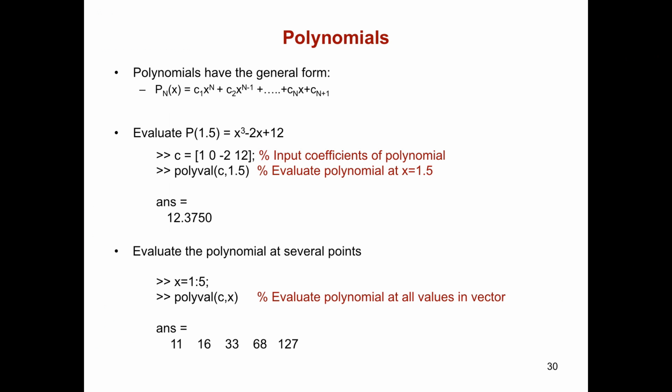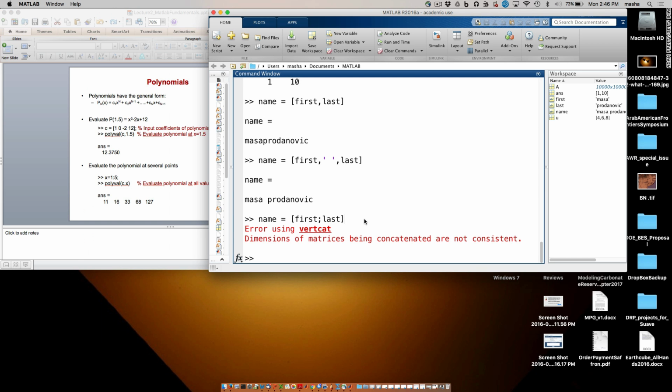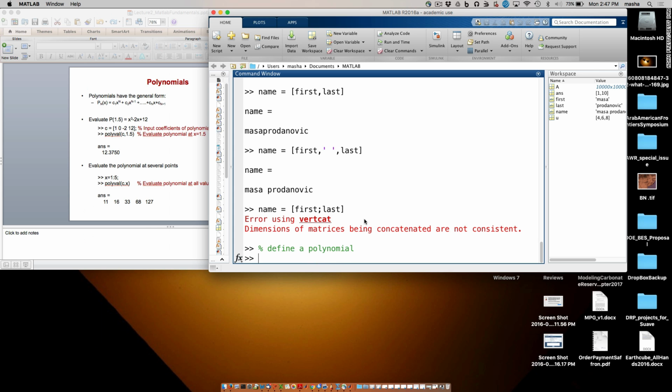So let's actually try to define a polynomial like that. And I'm actually just in that diary going to say define a polynomial. So I'm typing it as a comment that's just going to be ignored by the command line, but it's going to be there in the diary when I post it for you. So define a polynomial, and I'm going to say C, my coefficients are 1, 0, minus 2, and 12.